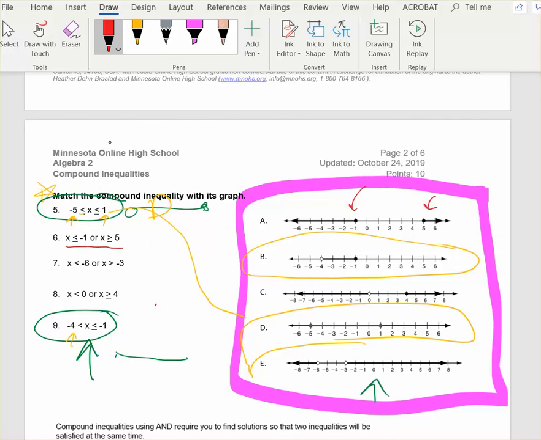The first one should be x is less than or equal to -1. Yep, that's what that says. And the second one should be x is greater than or equal to 5, and that's what that one shows. So A would match for this one. And I'll let you pick between 7 and 8.